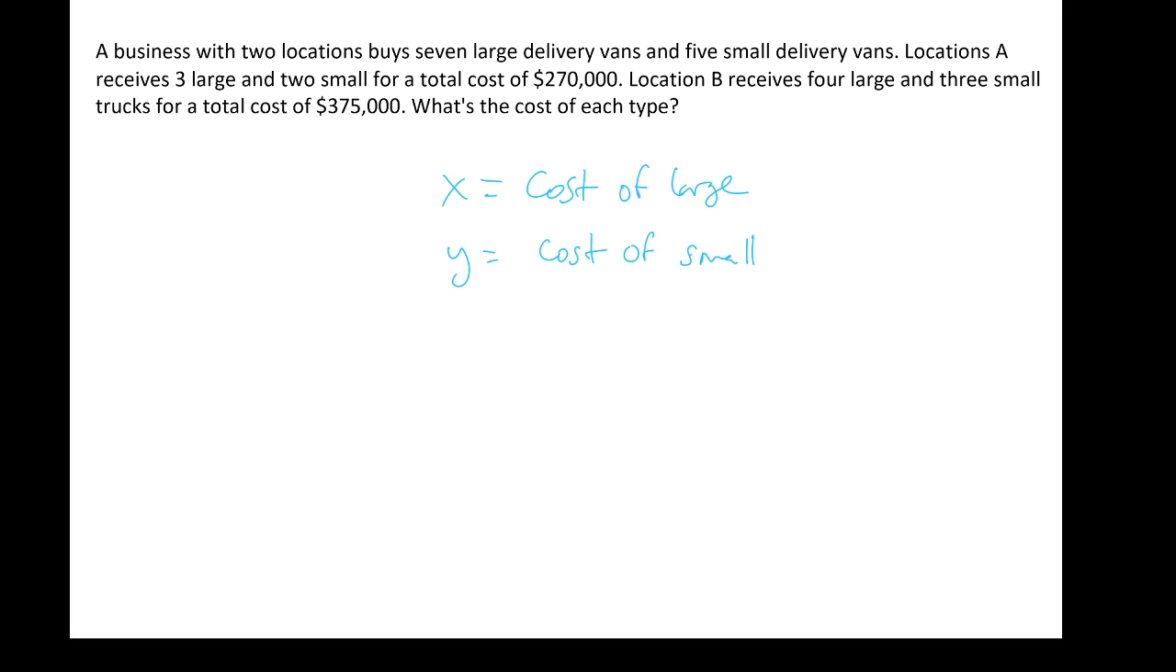So for the first one, location A, it's going to be 3 times the large plus 2 times the small is going to be 270 grand. And then for location B, it's 4 times the large, right? And then 3 times the small. And that's going to be this cost, 375.